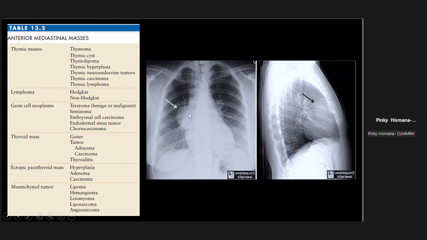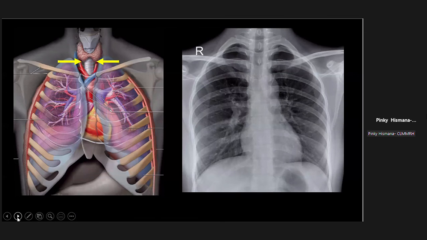So what I'm trying to say right now is that if we do a lateral view and are able to identify whether the lesion is at the anterior, posterior, or middle mediastinum, we can narrow the differential diagnosis. Such as in this case, if it's an anterior mediastinal mass, it can either be a thymic mass, lymphoma, a thyroid mass, or a mesenchymal tumor. You would also have different differentials for the middle mediastinal and posterior mediastinal mass.